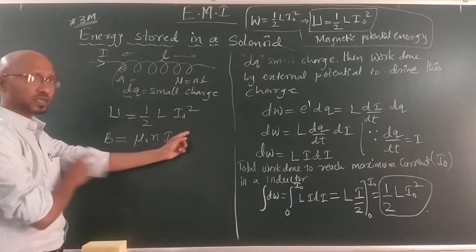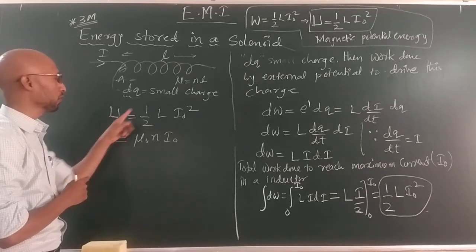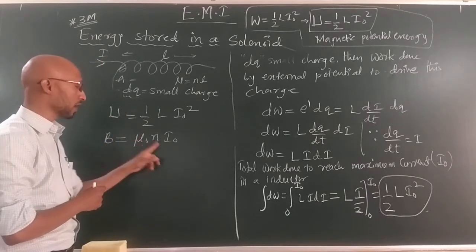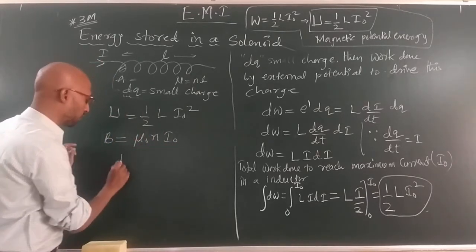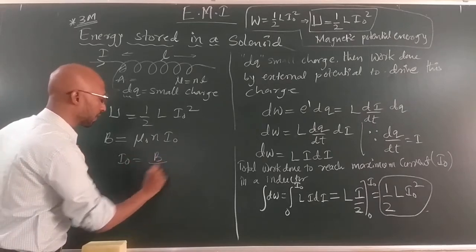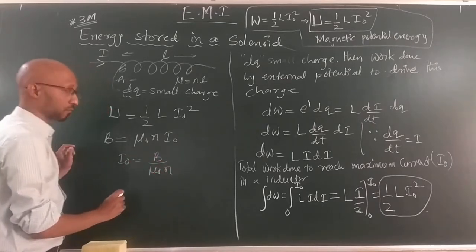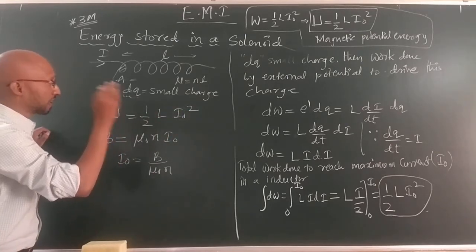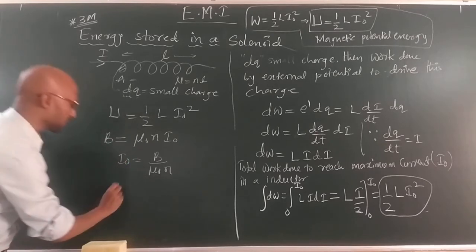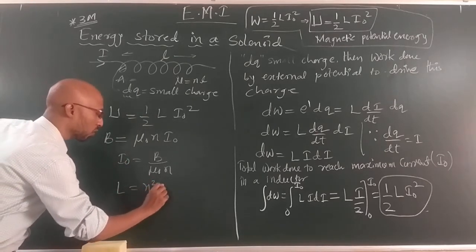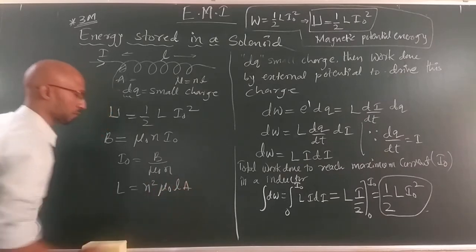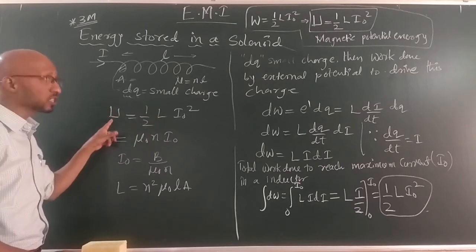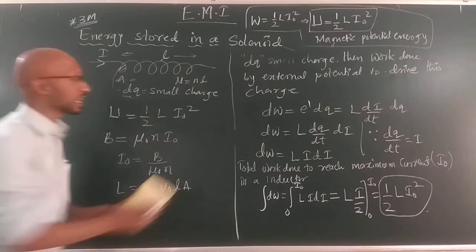The energy stored in an inductor is given by U equals half L I naught squared, whereas the magnetic field in a solenoid is B equals mu naught N I naught. Therefore, I naught equals B divided by mu naught N. In the last part I derived the expression for the coefficient of self-inductance of a solenoid, L equals mu naught N squared l A. Now substitute this L and I naught value in the equation, and you will get the energy stored in an inductor.